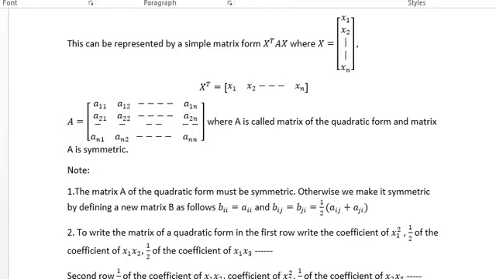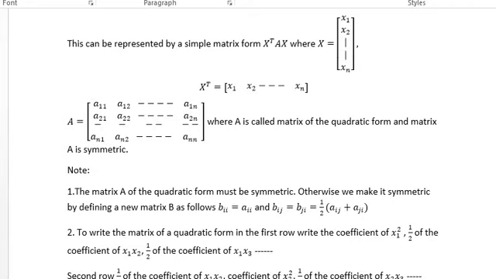So when you do this quadratic form, we have to keep some points in mind. The first one says that the matrix A of the quadratic form must be symmetric. The matrix A for the quadratic form should be a symmetric matrix, symmetric in the sense A transpose is equal to A. Otherwise, we make it a symmetric matrix by defining a new matrix B, which is defined as follows: bii is equal to aii and bij is equal to bji is equal to 1 by 2 into (aij plus aji).